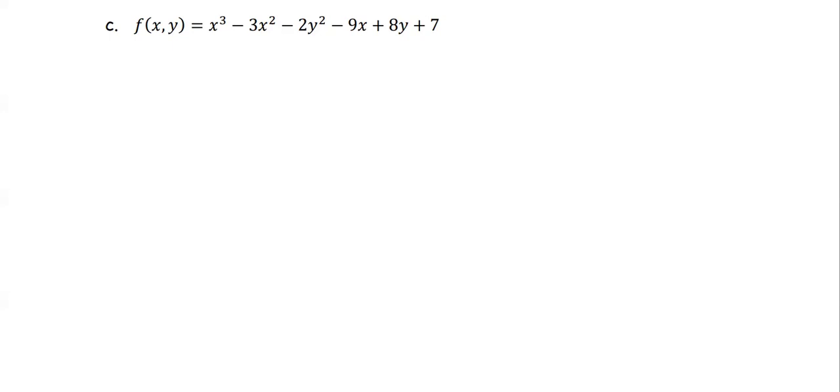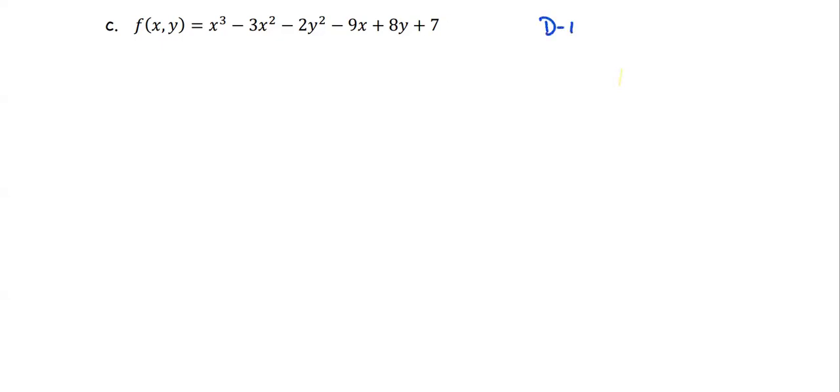In this example, we are going to find all local maxima, local minima, and saddle points for the given function. The given function is f of x, y equals x to the third minus 3x squared minus 2y squared minus 9x plus 8y plus 7. We are going to use the D-test.